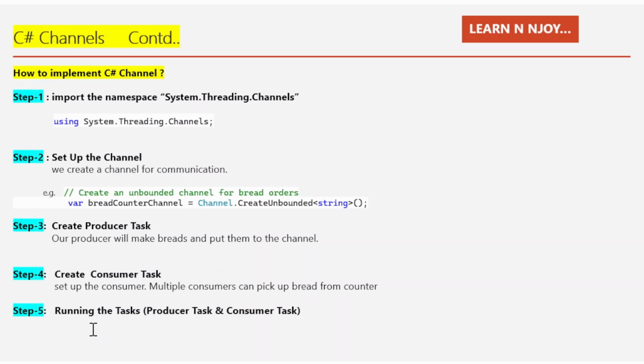Coming to step number 5, which is running the producer task and consumer task. So here what we are doing is launching both producer and consumer tasks. And that's it. This is the way we are going to implement C# channel. See how simple it is. Okay, let's switch to Visual Studio and see all these things in action.